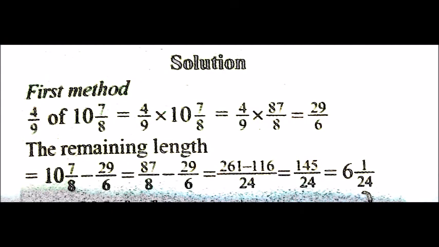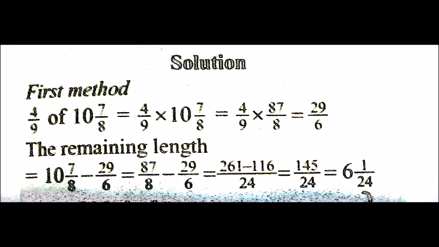Now let's look at the solution. We have first method and second method. Now the first method, the 4 over 9 of 10 whole number 7 over 8 is equal to 4 over 9 times 10 whole number 7 over 8, because anytime you see "of", it means multiplication. So therefore, 4 over 9 times 87 over 8, because you convert the mixed fraction to improper fraction.